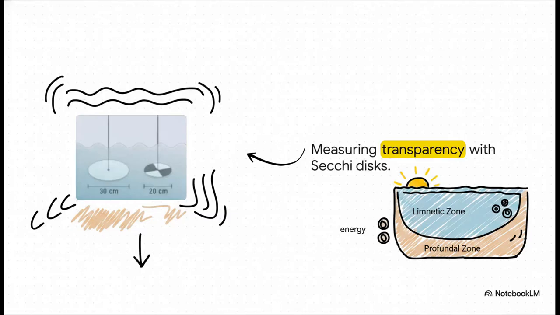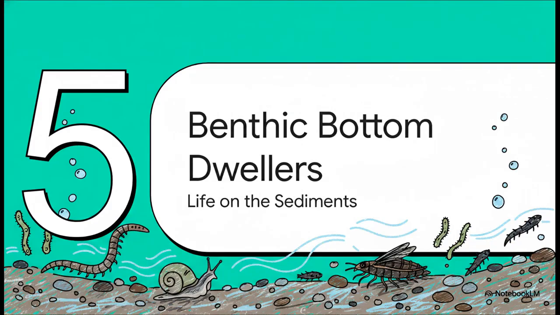To measure that transparency out in the real world, scientists use something called a Secchi disk. They basically drop this disk directly down into the water column to see how deep it can go before it completely disappears from sight. This measures turbidity, which is often caused by suspended clay and silt particles blocking the light. Think about it. If the light gets blocked, that limnetic zone we just talked about actually shrinks, and the whole energy balance of the lake totally changes. It's all connected.